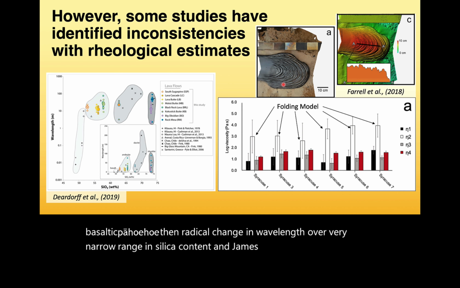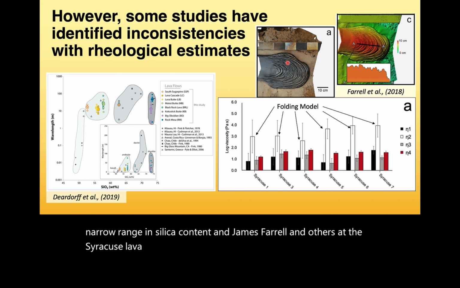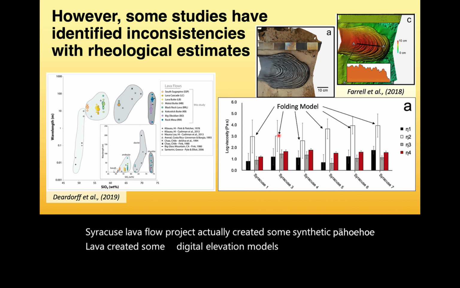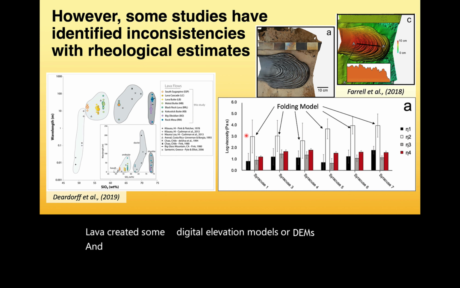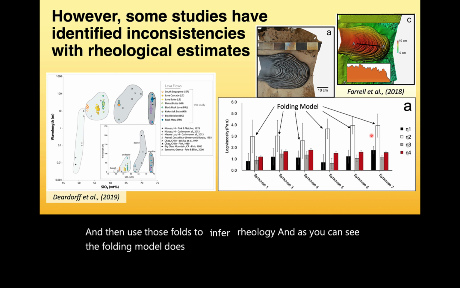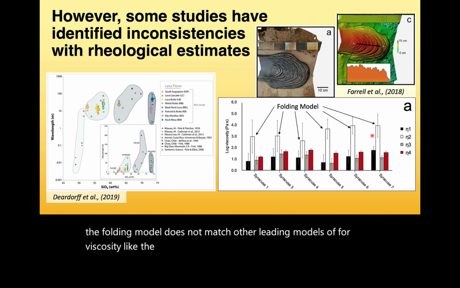And James Farrell and others at the Syracuse Lava Project actually created some synthetic pahoehoe lava, created some digital elevation models, or DEMs, and then used those folds to infer the rheology. And as you can see, the folding model does not match other leading models for viscosity like the Giordano, Russell, and Dingwell model.